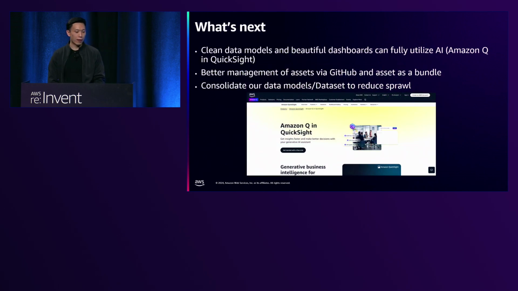So what's next, right? Now that we have QuickSight, we have our strategy in place. What we're particularly excited about at Opendoor is now that we can finally take these clean data models and these beautiful dashboards and fully utilize the AI features that are coming out and use NLP to actually generate insights on the fly. We are excited to better manage all of our data assets via the GitHub and Asset as a Bundle integrations. And we're also excited to finally consolidate some of this sprawl that I talked about generated by the negative feedback loop and start putting our data models and data sets together to reduce fragmentation and reduce double costing.